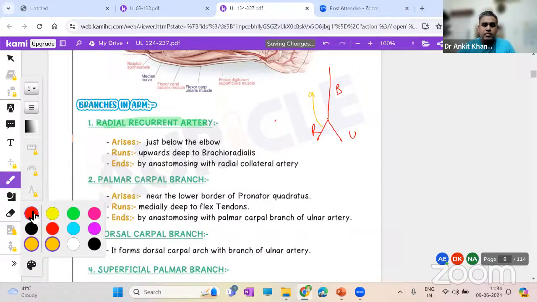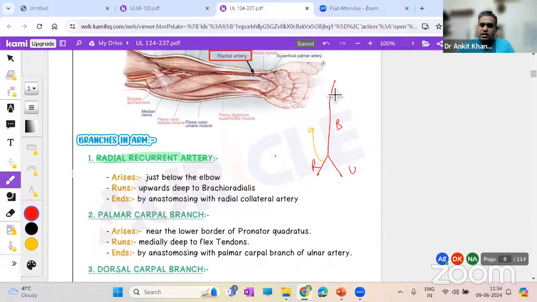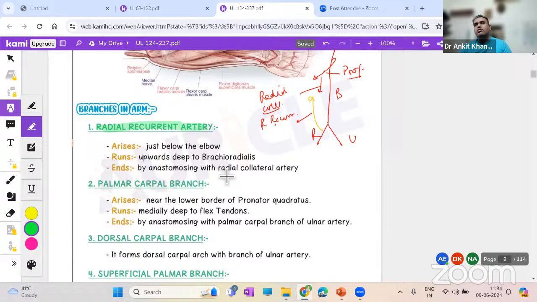If you remember, while discussing the profunda brachii artery, we said that the brachial artery at the top gave the profunda brachii artery. Let me write over here, PROF, profunda brachii. And this profunda brachii artery gave off what? A radial collateral artery, if you remember. This radial collateral artery is going to anastomose with this radial recurrent artery, which is going to go above. That's the whole point. It is written also. So whatever knowledge you have, you have to write down on paper in your theory exam as the question will come, or at least answer in the viva.